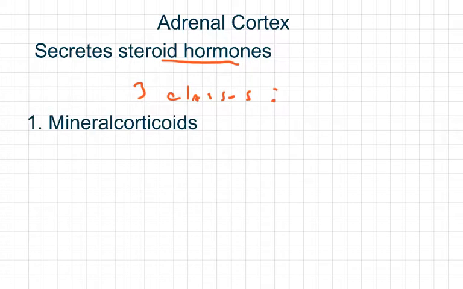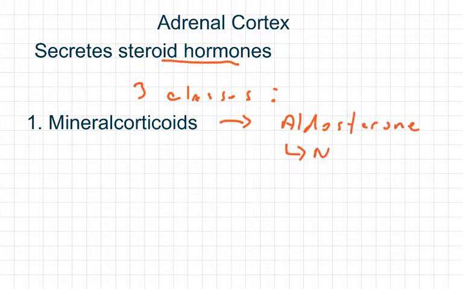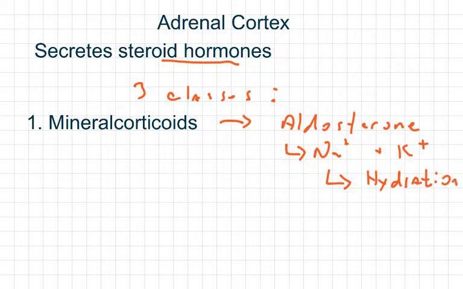The first class is what we call mineralocorticoids. And the one that I want to highlight is the hormone aldosterone. And this hormone regulates sodium and potassium levels in the body. And these are important when we're talking about hydration. And so we'll discuss the exact mechanism of aldosterone in the next video.